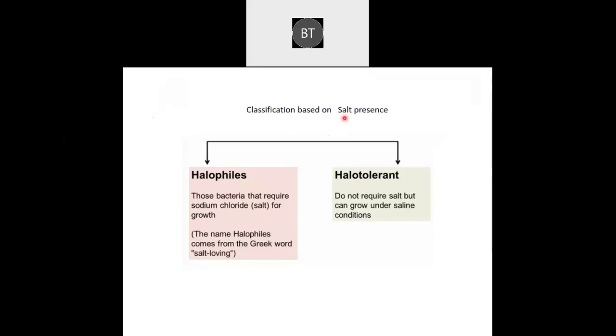Classification based on the presence of salt: halophiles are those bacteria that require sodium chloride for growth. The name halophiles comes from the Greek word meaning salt loving. Halotolerant bacteria do not require salt but can grow under saline conditions.